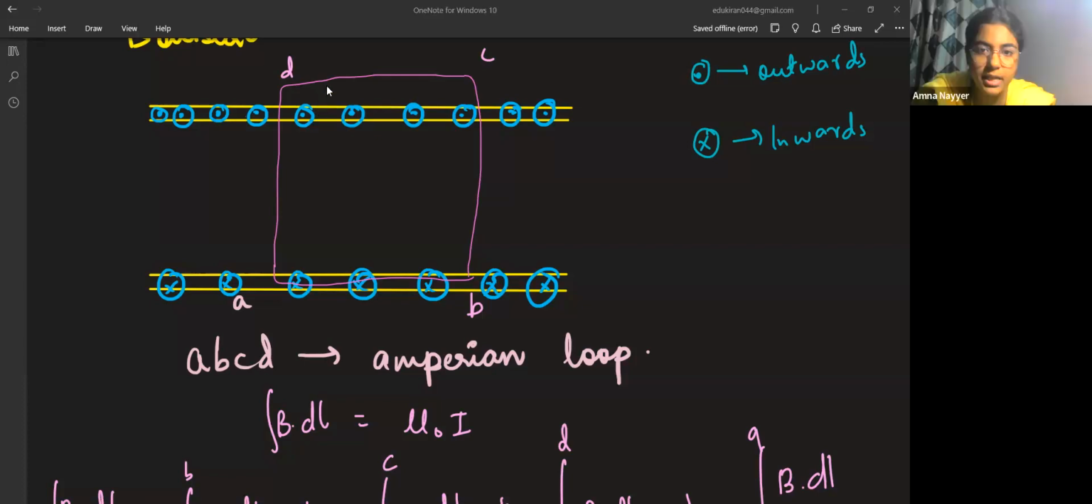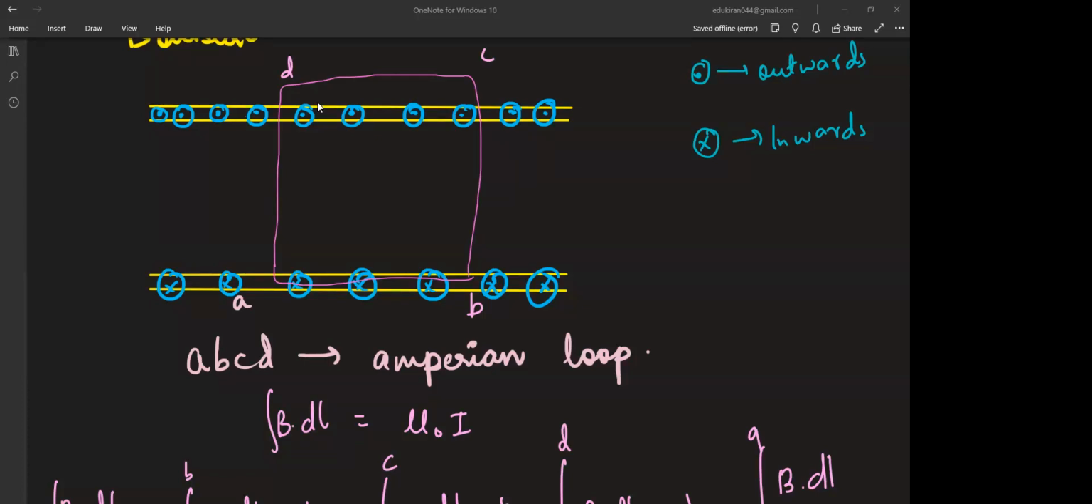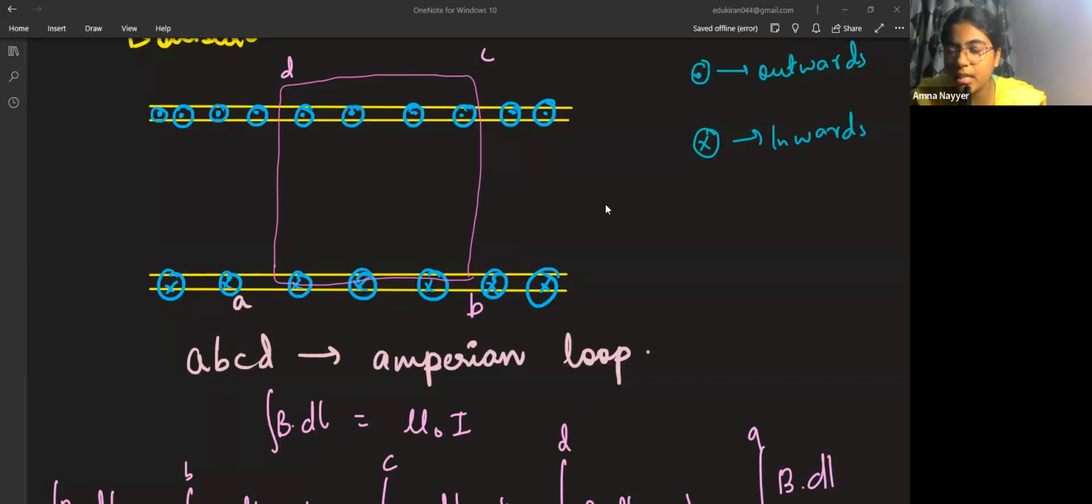Yes, Chavez, what are you saying? How is it perpendicular? Can you type, Chavez? Your voice is coming very low. Please just type.